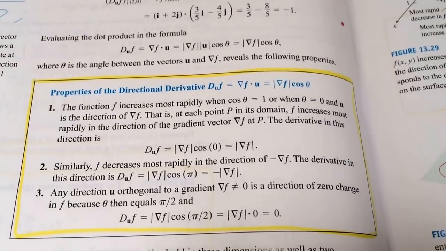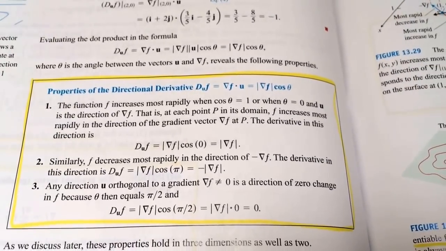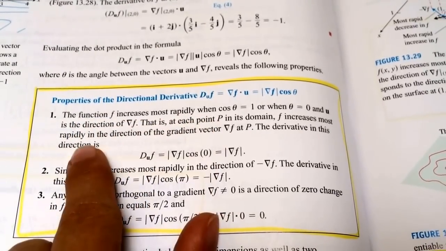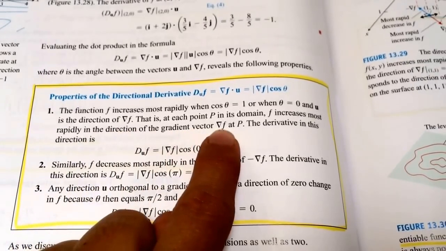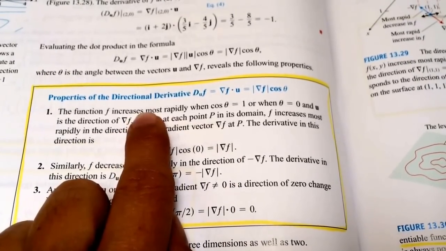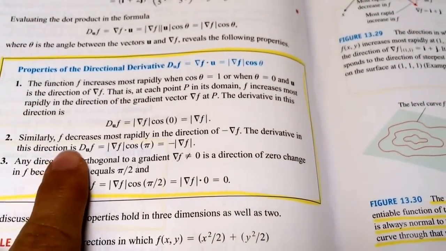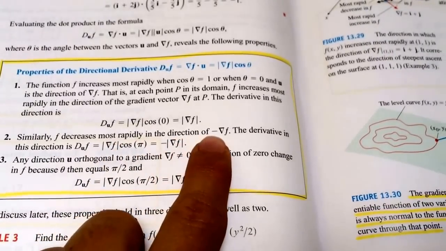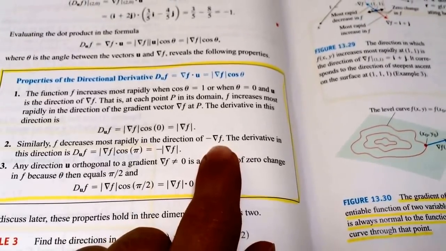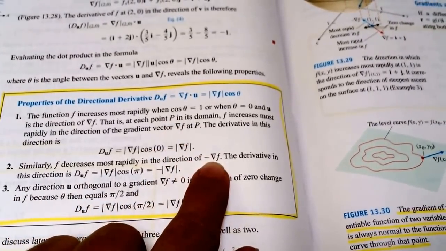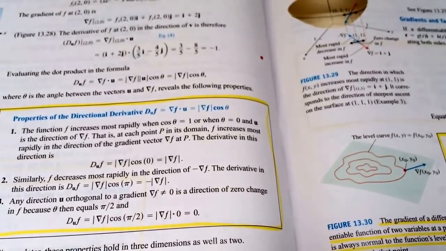If you look at number 1 and 2, I'm going to skip around a little bit. Number 1 says the function increases most rapidly in the direction of the gradient vector. And then number 2 says it decreases most rapidly in the direction of negative, so the opposite direction of the gradient vector. If you go in the direction of the gradient vector, that's where it's increasing most rapidly. If you go in the opposite direction, that's where it's decreasing most rapidly. So it all boils down to the gradient vector, which means we've got to find the gradient vector.